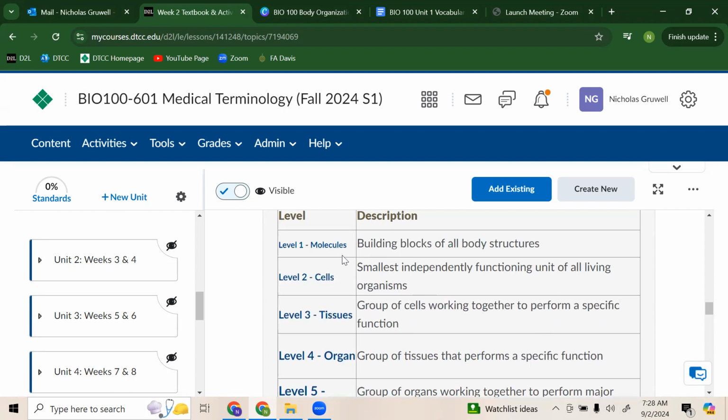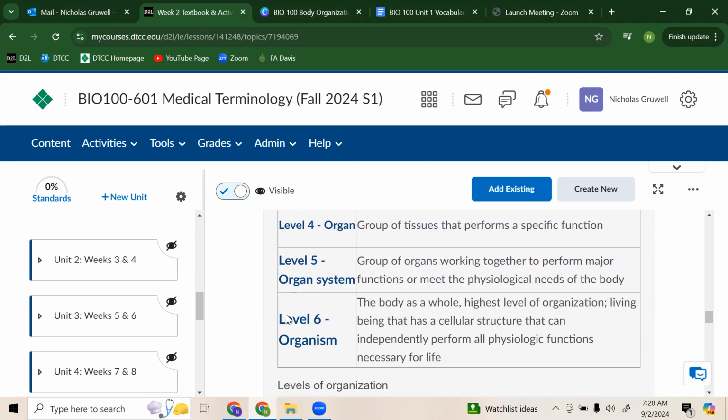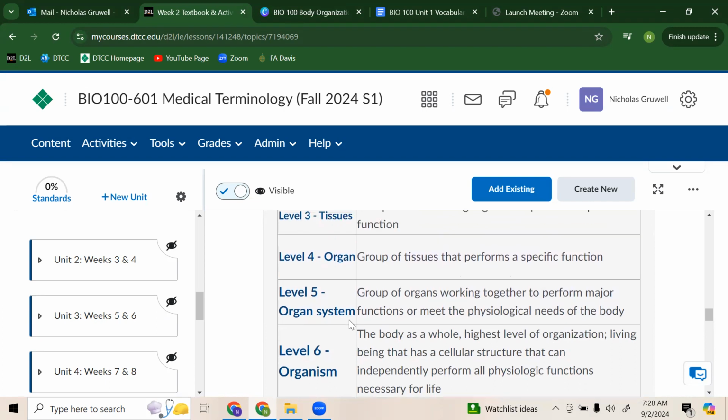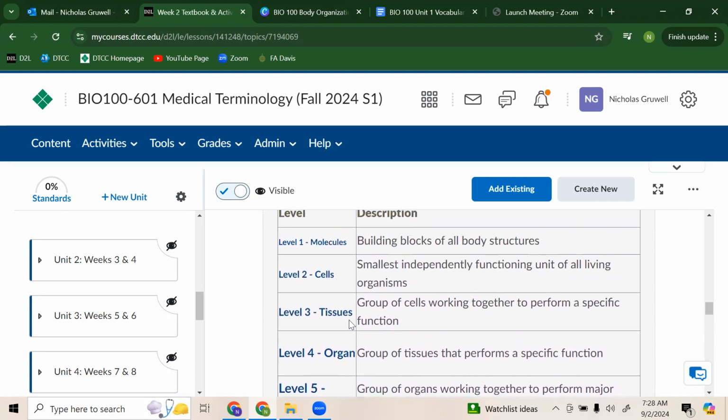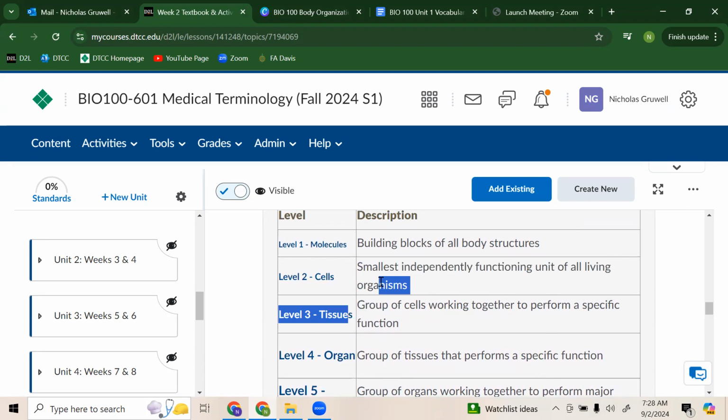So we're going from smallest or our building blocks down here in level 1 all the way up to a level 6 organism. And you can see the theme is that when everything in level 1 comes together, we get level 2. When level 2 comes together and we get multiple cells, we get a tissue. So they continue to build on one another.